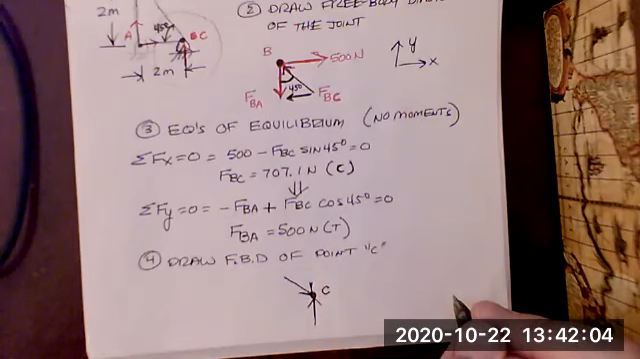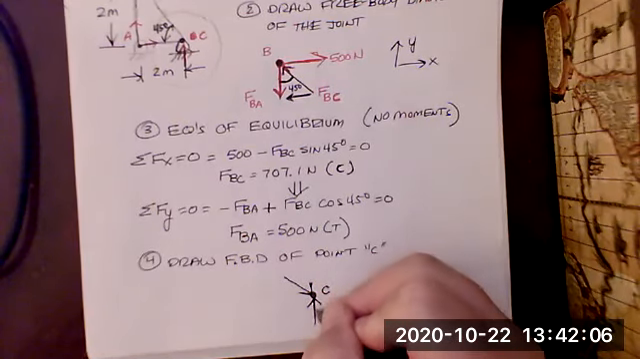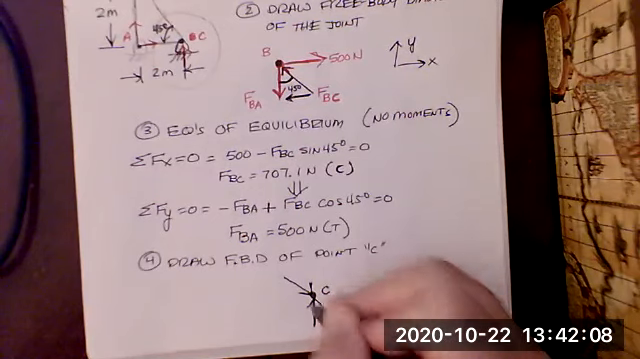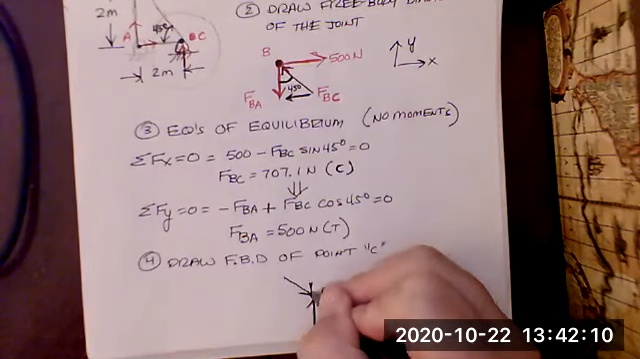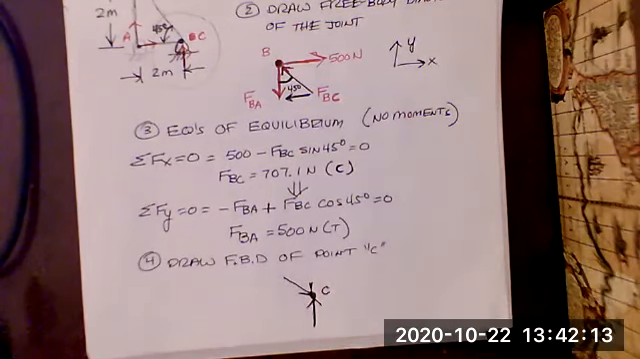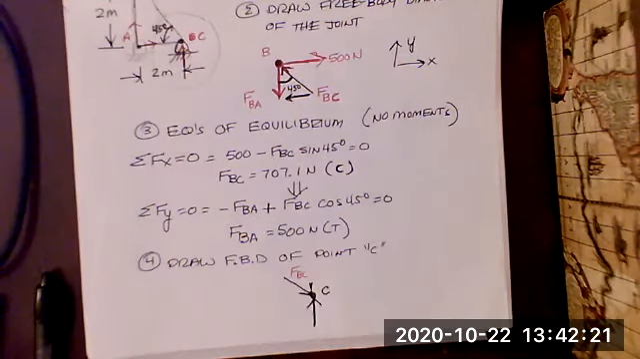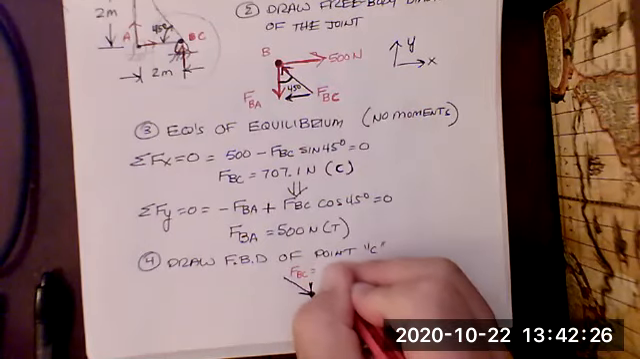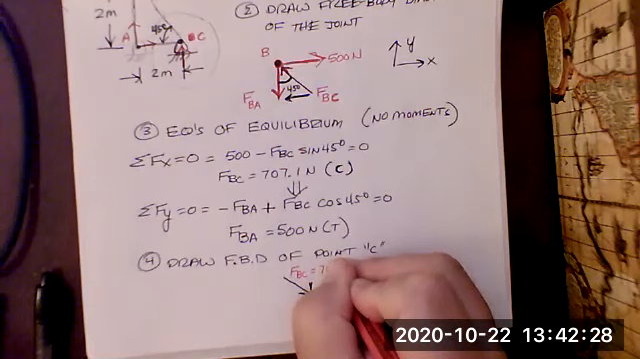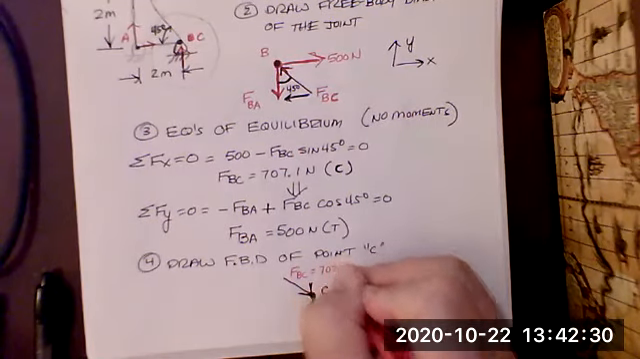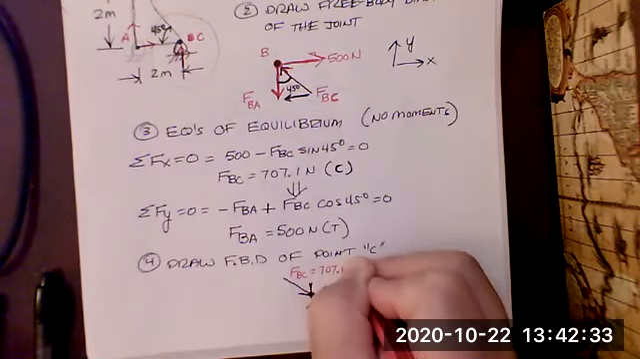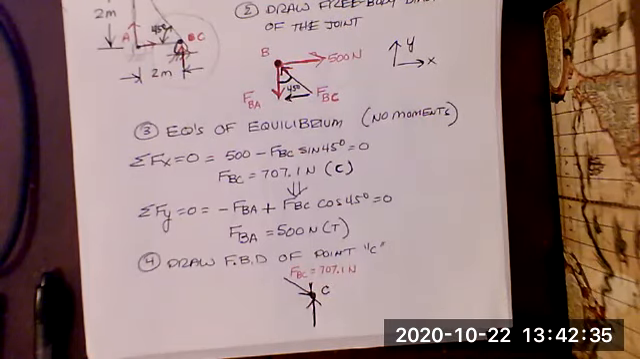So we have our reaction force here. We know that from the table, right? It's a rocker. And then we know that this is pushing on that joint right there. So we're going to call it FBC. We already know what that force is equal to. It's equal to 707.1 newtons.